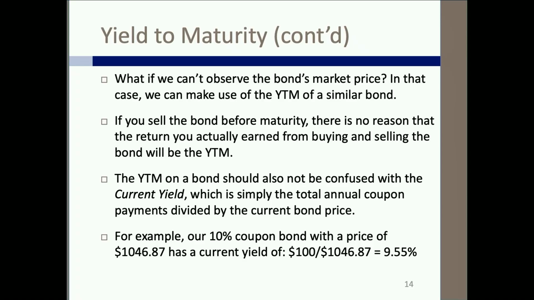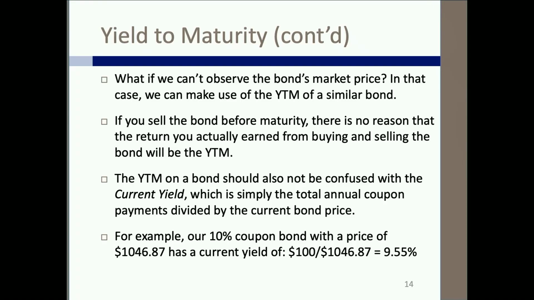If you sell the bond before maturity, there is no reason to believe that the return you actually earn from buying and selling the bond will be the yield to maturity. And finally, the yield to maturity on a bond shouldn't be confused with the current yield, which is simply the total annual coupon payments divided by the current bond price.